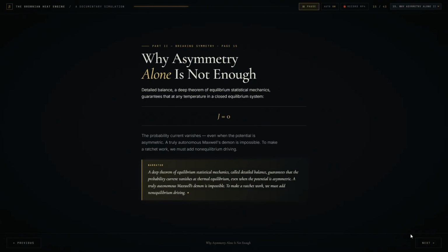A deep theorem of equilibrium statistical mechanics, called detailed balance, guarantees that the probability current vanishes at thermal equilibrium, even when the potential is asymmetric. A truly autonomous Maxwell's demon is impossible. To make a ratchet work, we must add non-equilibrium driving.